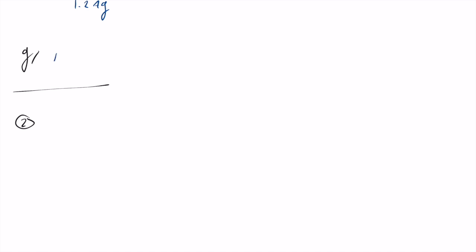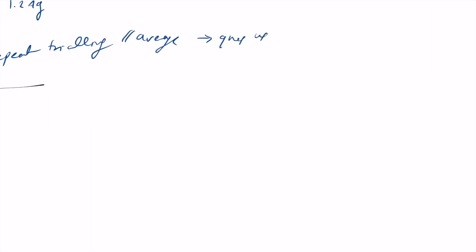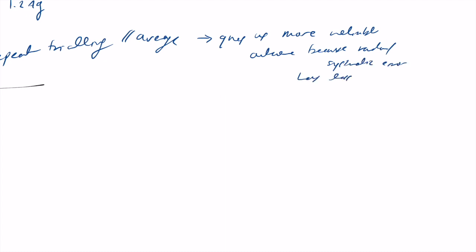So I guess here I'll just say repeat trialing / average. That gives us a more reliable outcome, because random or systematic error has less of an influence on our answer, because again we've taken an average.